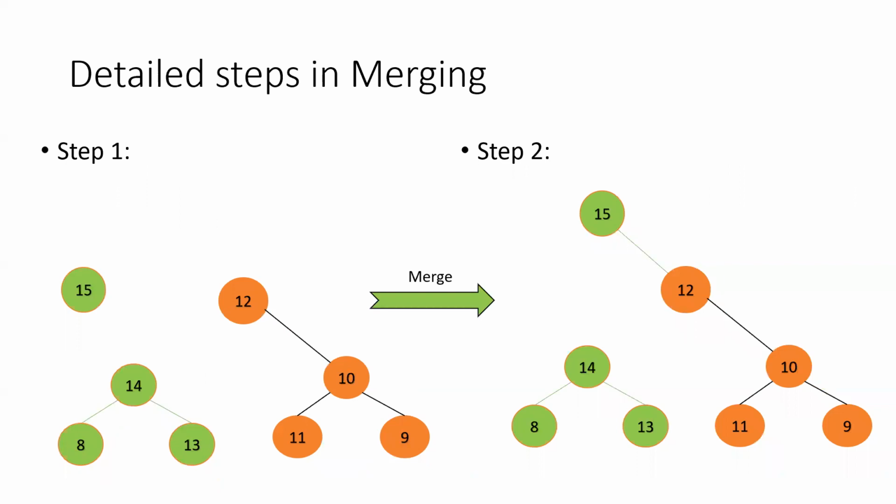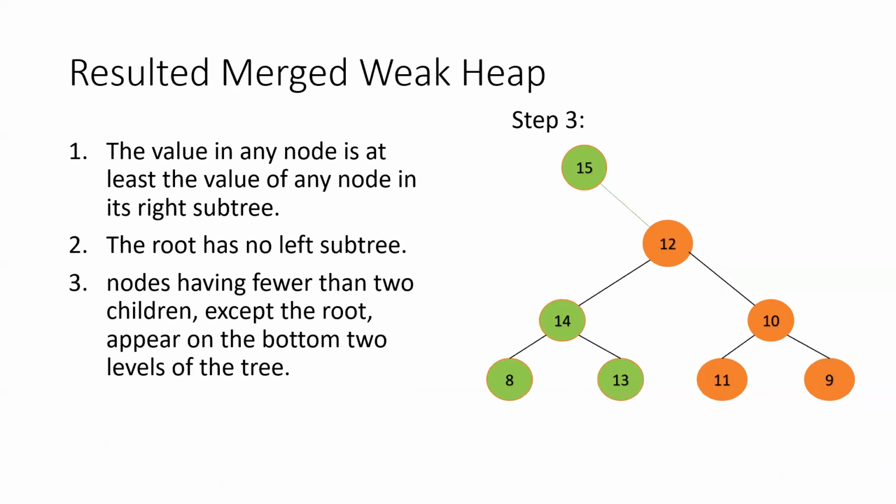Here, let's see step by step how the merging happens. In step 1, we separate the largest root value from the tree. Here, it's the green tree with value 15. And in step 2, according to the given rule, we add the smallest root value subtree to the right of the largest value subtree. Now, we use 15 as the root of the merged tree, and the rest of the green tree goes to the left of the orange subtree.